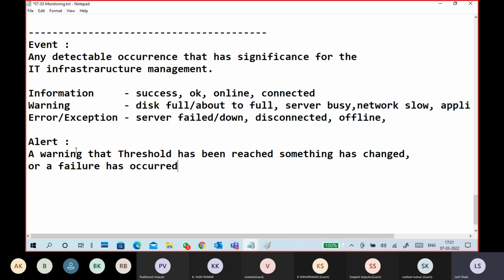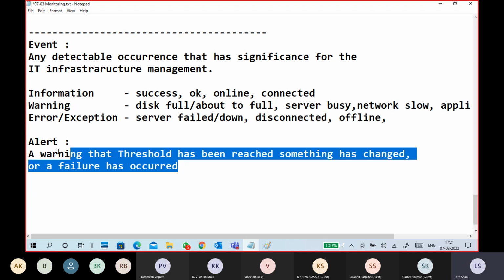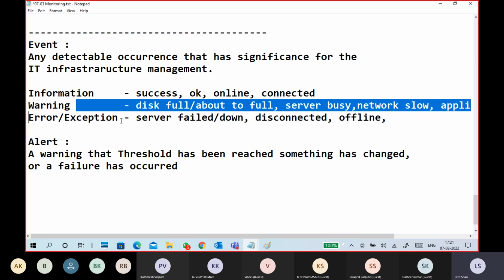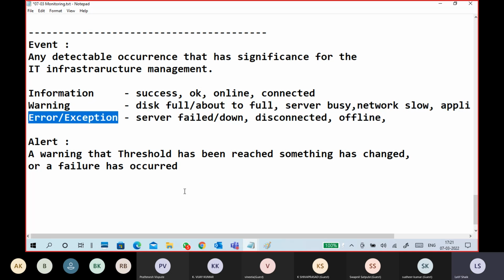You have to tell the definition at the time of interview, and it is also very important in your working location. That's why I'm telling. Alerting means a warning that a threshold has been reached, or that something has changed or failed. Threshold reached means warnings, failed means errors.